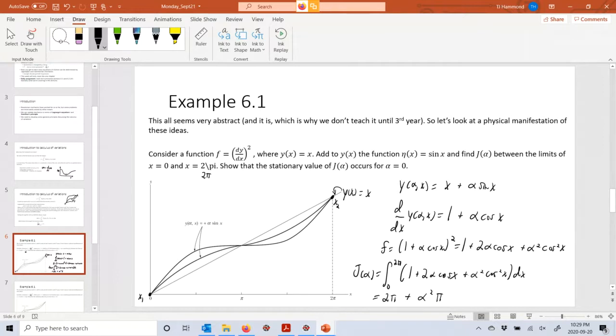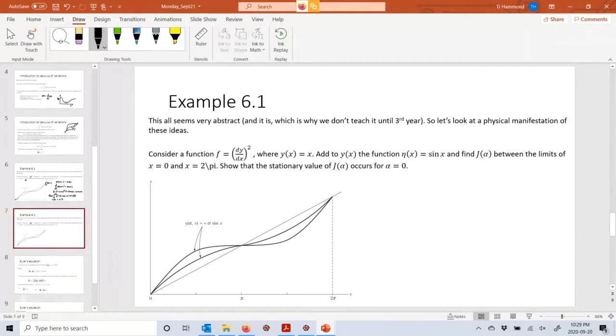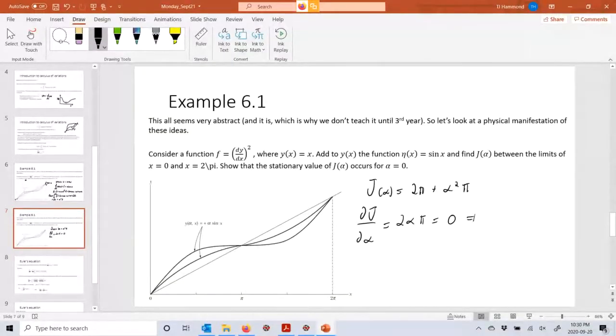Okay, so when is this an extremum? So J of alpha is equal to 2 pi plus alpha squared pi. dJ by d alpha is going to be equal to 2 alpha pi. And we want this equal to 0, which tells us alpha is equal to 0.